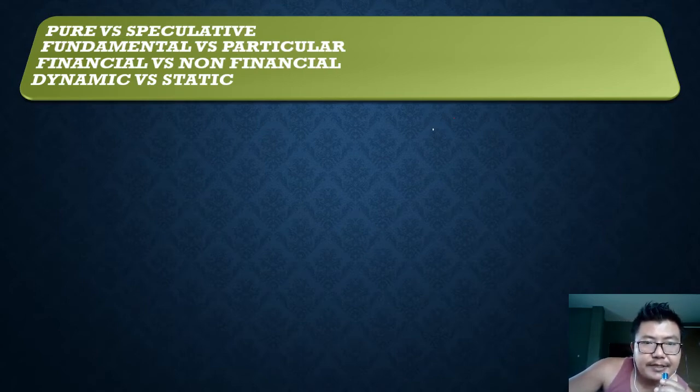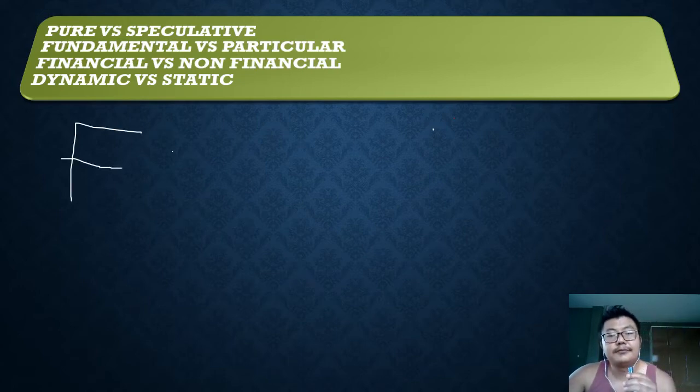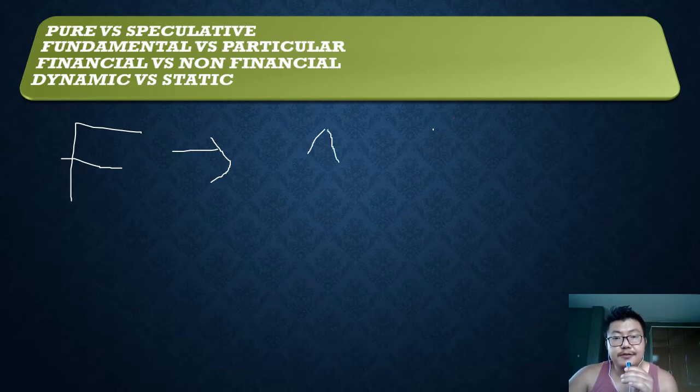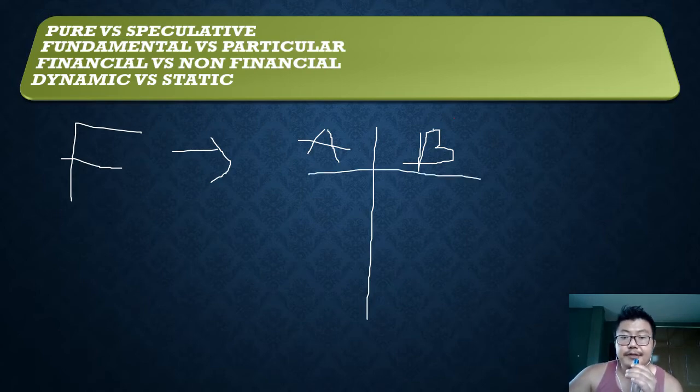The third one is financial versus non-financial. Let's take a look at financial. There are two persons, the first one is Mr. A and the second one is Mr. B. Mr. A is working and earns money regularly, let's say every month he earns 5k.